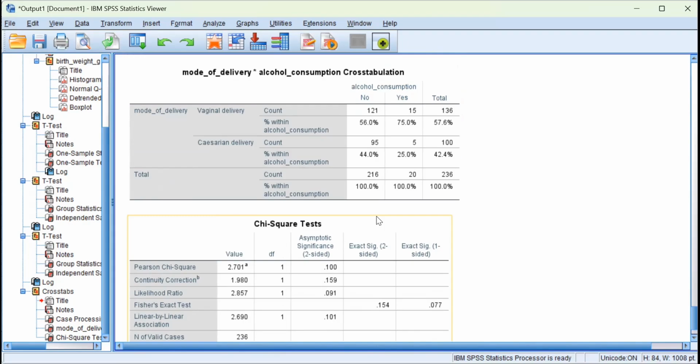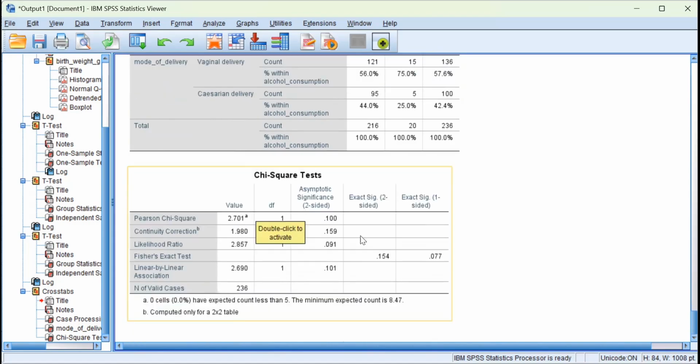But if we have something like three categories here, maybe vaginal delivery, cesarean delivery, or maybe miscarriage, or more than two in any of these, then you have the chi-square p-value here. Because some teachers will just tell you, go and do Fisher's exact. They don't know that the test depends on how your data is.